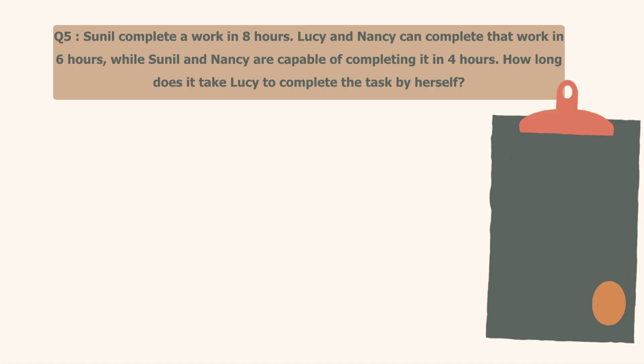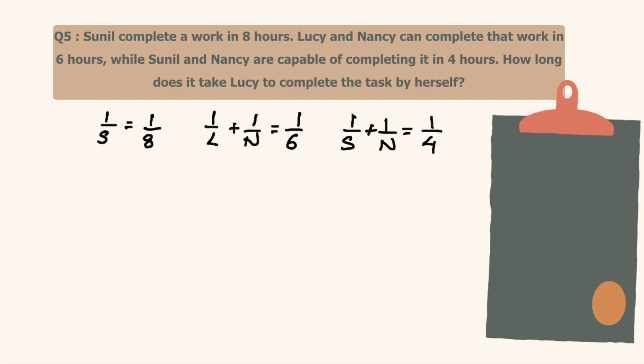So I hope you have solved it. Sunil completed the work in 8 hours. That means work done by Sunil in an hour is equal to 1 by 8. Lucy and Nancy can complete the same work in 6 hours. By now you know how to write this. I don't have to explain, right? While Sunil and Nancy are capable of completing it in 4 hours. That means Sunil and Nancy in an hour will do 1 by 4 work.